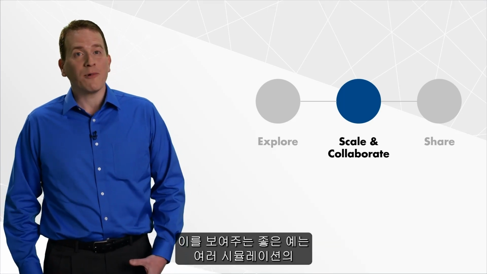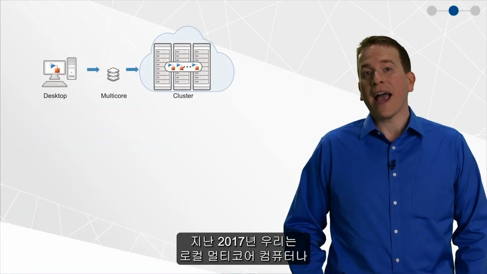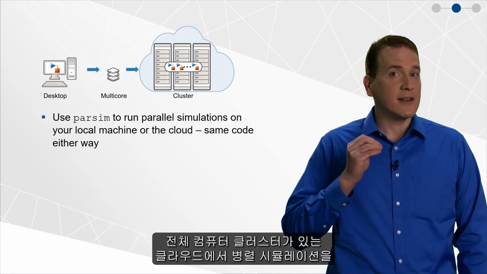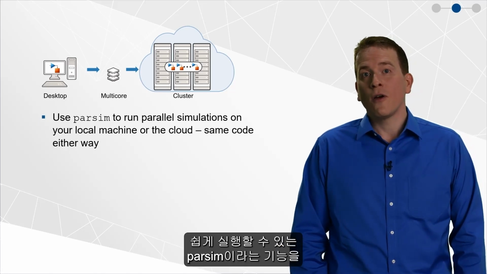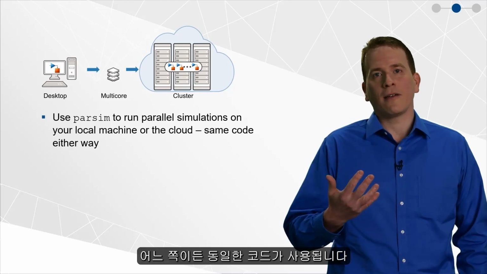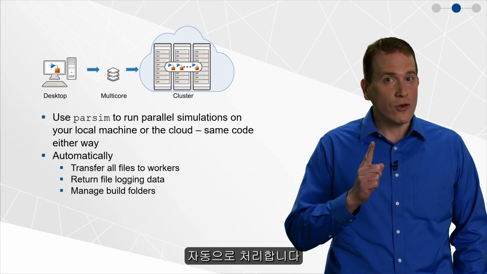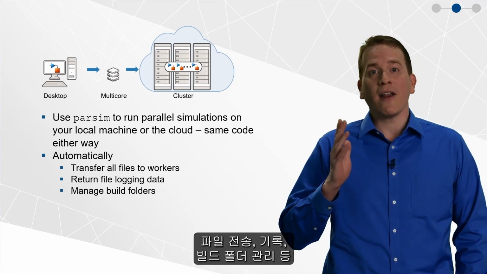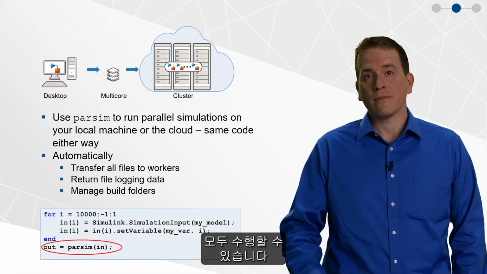A great example of this is running multiple simulations in parallel. Back in 2017, we released a feature called Parsim that makes it easy to run parallel simulations on your local multi-core machine or on the cloud with a full cluster of machines. It's the same code either way. Parsim automatically takes care of things that you had to code before. Things like file transfer, logging, managing build folders. It could all be done with a few lines of code.